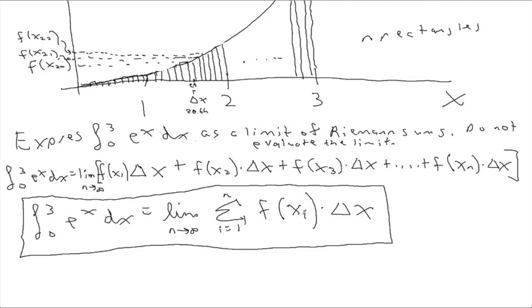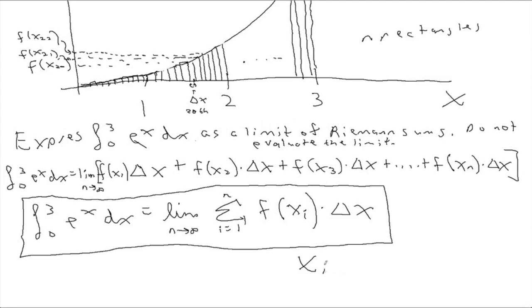So x1 is a sample point inside the first rectangle. x2 is a sample point inside the second rectangle. x3 is a sample point inside the third rectangle. Which sample point is it? Well, who cares? It doesn't really matter. When the rectangle is tiny, it doesn't matter what sample point you use. They're all going to give you approximately the same answer anyway. So when you take the limit, it's still going to go to the same limit.